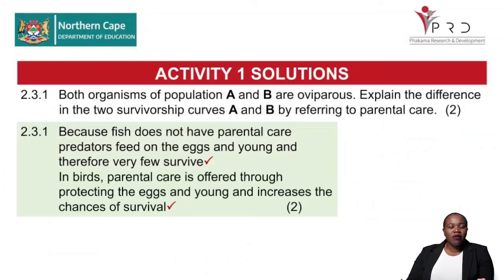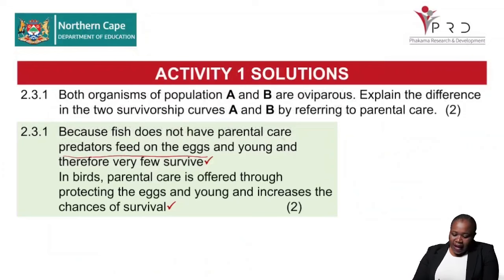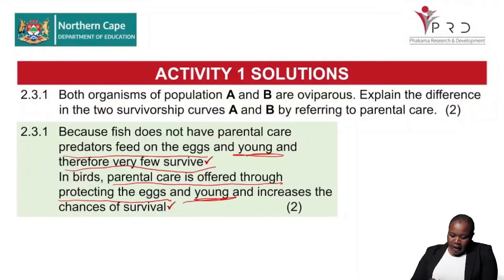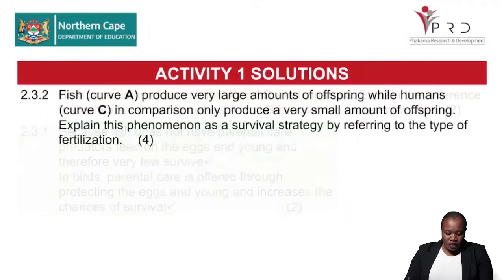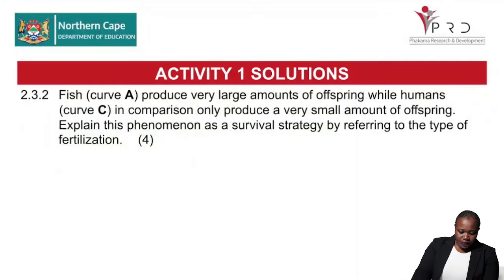There is less parental care in fish than there is in birds. So because fish does not have parental care, predators feed on the eggs and the young, and therefore very few of the young would survive. Whereas in birds, there is parental care through protecting the eggs as well as protecting the young, and to increase the chances of survival. So that is how parental care in birds and in fish would differ. Both of them are oviparous, but the birds still take care of their developing eggs during the development phase.